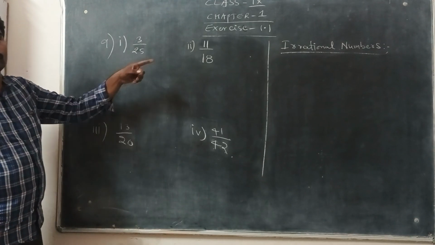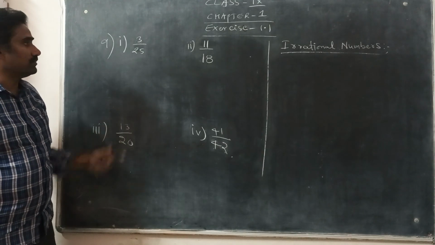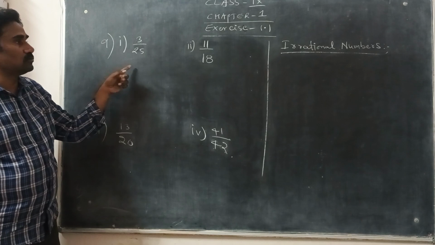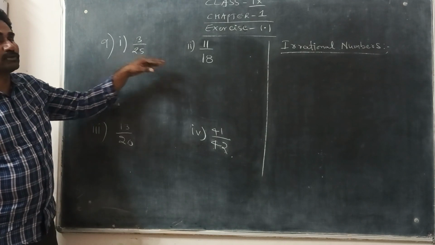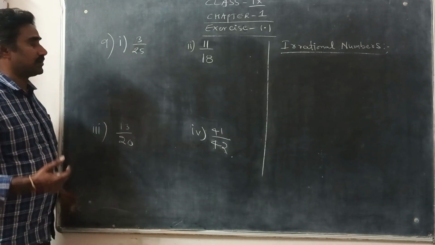Good evening. Now I am going to explain class 9th chapter 1 exercise 1.1, the last bit. The 9th question asks you, without doing division, to say which of these decimal forms are terminating or non-terminating, meaning repeating.